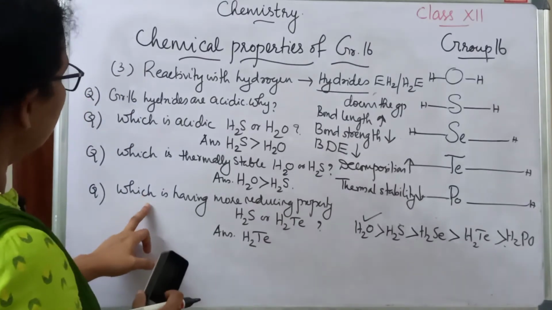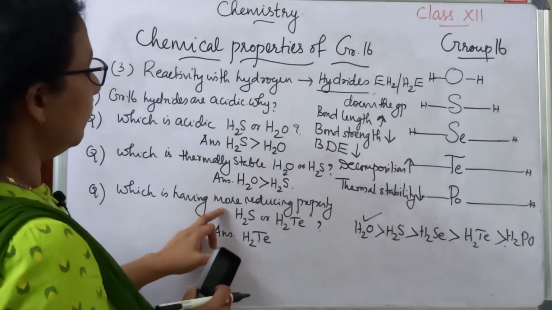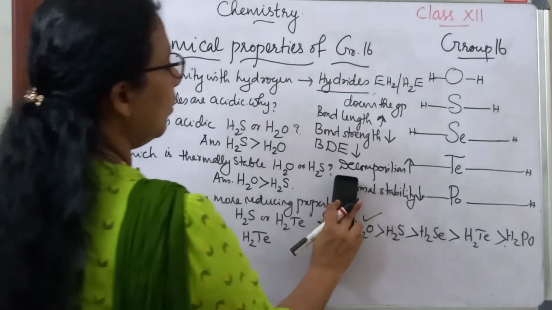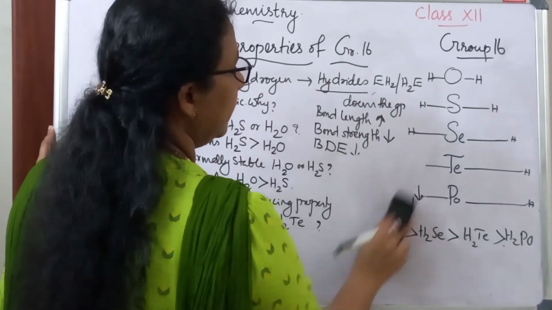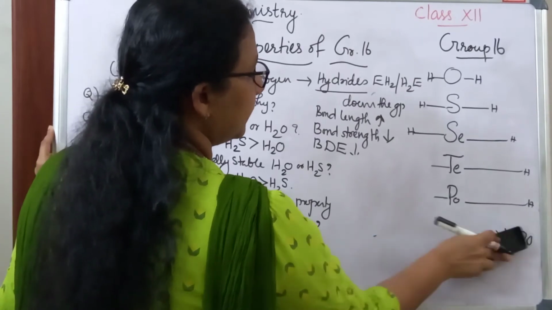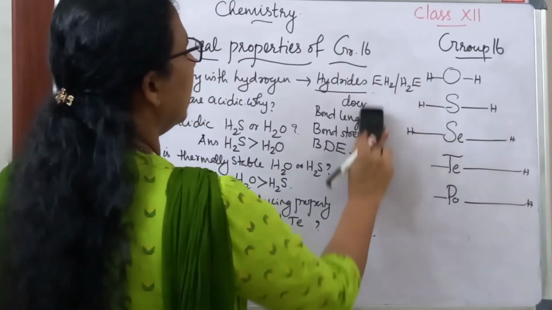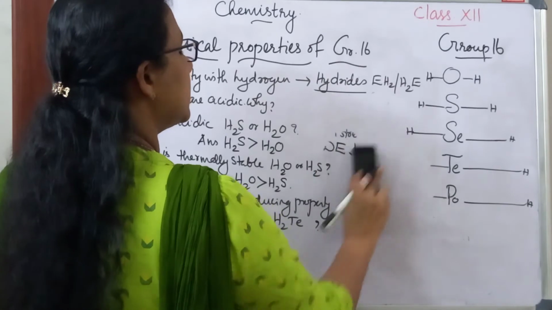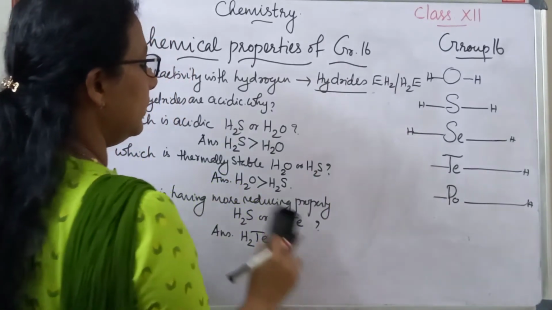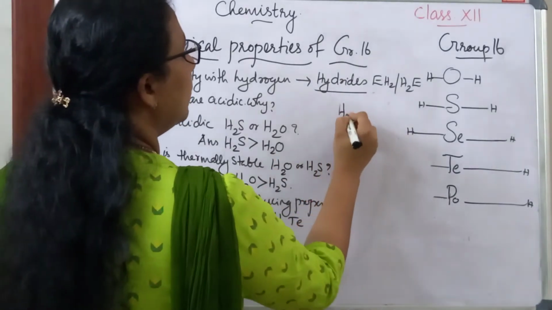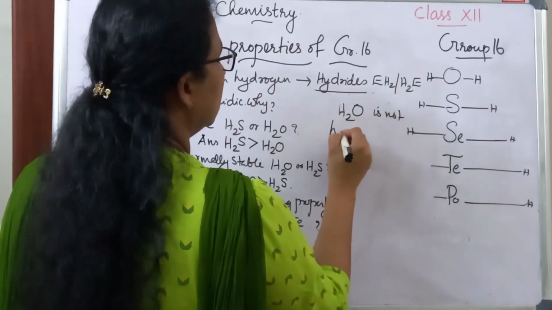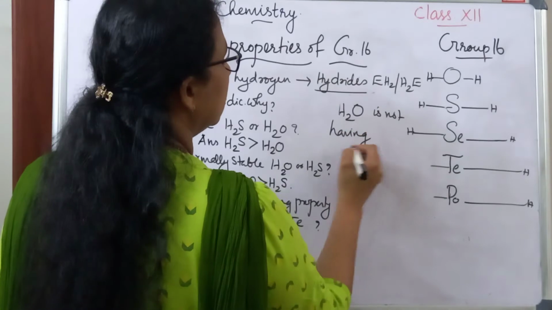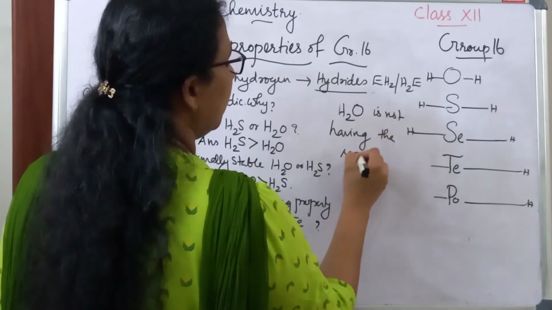Now let us consider another question, that is which has more reducing property. All these hydrides have a reducing property except water. So H2O is one hydride of group 16, but H2O does not have the reducing property.